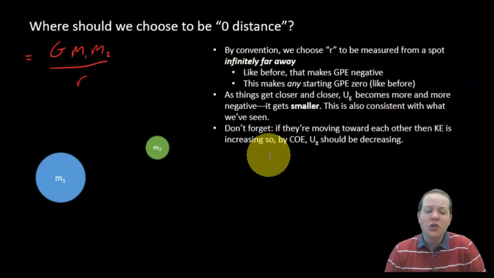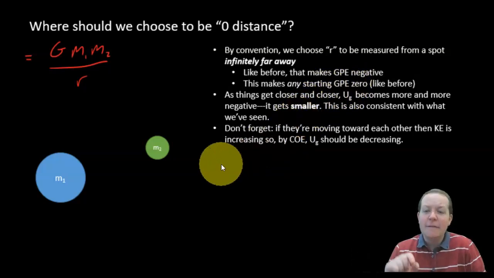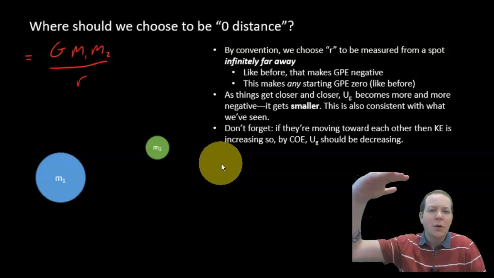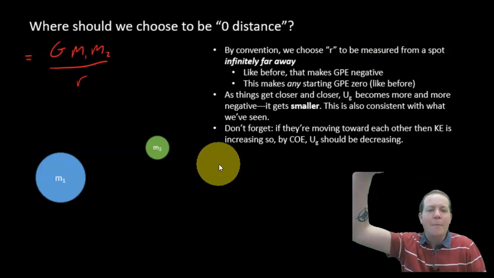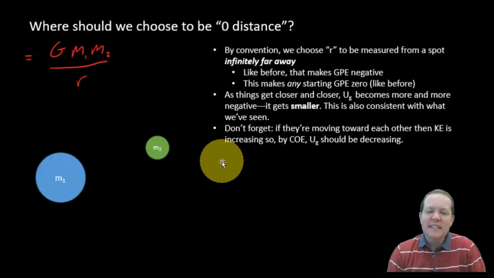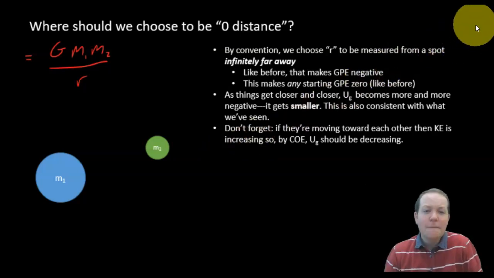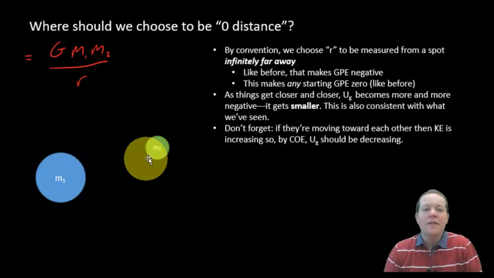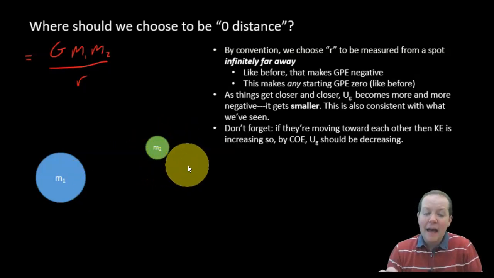By convention, we're going to choose r to be a spot super far away. That is akin to the example on the past slide, where I had the ceiling be our zero point. Before, we had the height as zero at the ceiling and that made our values negative. It's the same kind of idea. If the spot that we're choosing is infinitely far away, then when this object is moving towards this way, it's going in the opposite direction, so it's negative. We're going to have negative values.